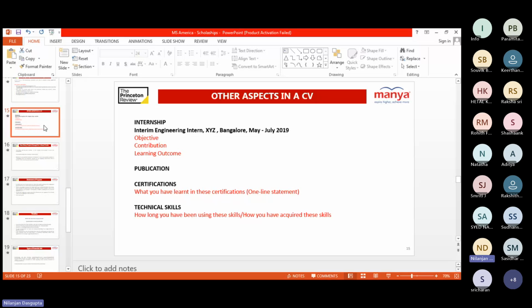can sometimes be deceptive. You will find many of your friends who have not scored well, but they have done good projects, they have done good internships. So for them it is very important to write the importance of their internship, the importance of their project. What is your learning outcome, whatever you have done, what is your contribution. This information is very important for those who are going to read your CV.